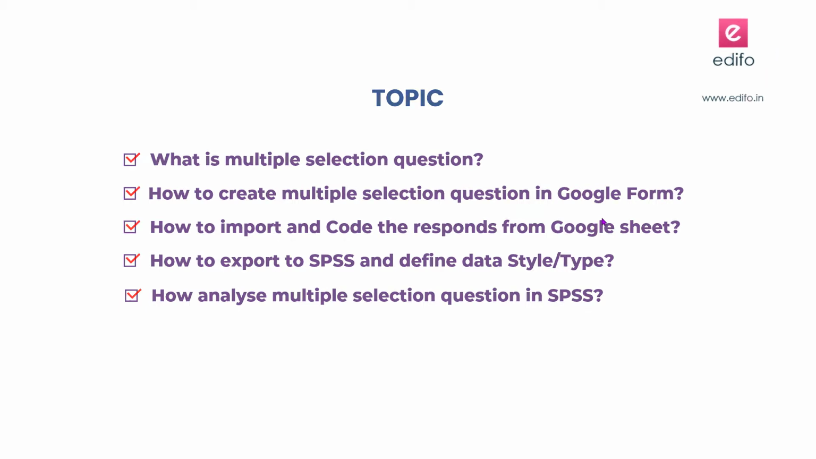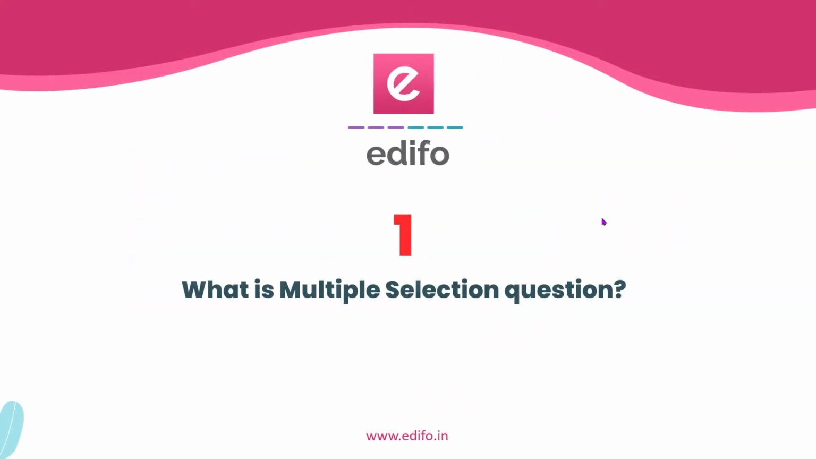What is multiple selection question? A multiple selection question is a typical type of close-ended questions, and the name itself suggests its meaning, that is, a respondent can select more than one answers from the listed options under a single question. Here is an example.